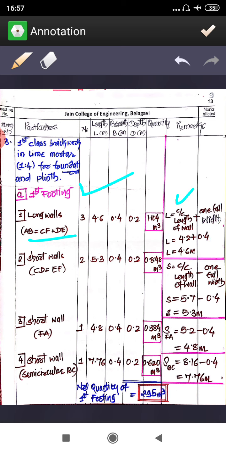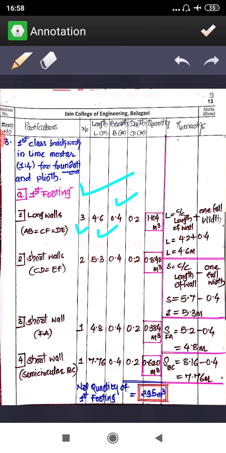So here center to center is 4.2, then one full width of 0.4. 0.4 is the width of the first footing that you have to add, so you'll be getting a length of 4.6 meter. So here you will be having three numbers into 4.6 into 0.4 into 0.2. So altogether here you'll be having 1.104 meter cube.